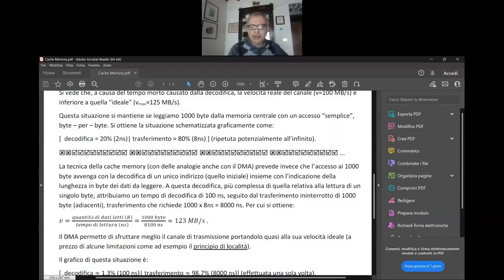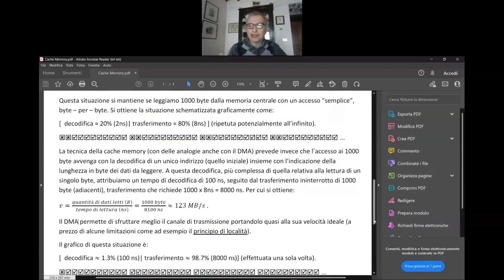Just like the DMA as well. The DMA works more or less in the same way from this point of view, obviously. It allows for better utilization of the transmission channel, bringing it almost to its ideal speed. Obviously, there are some restrictions. We cannot make jumps. The data must be written contiguously, and from this we move to the principle of locality, which then has further important consequences.